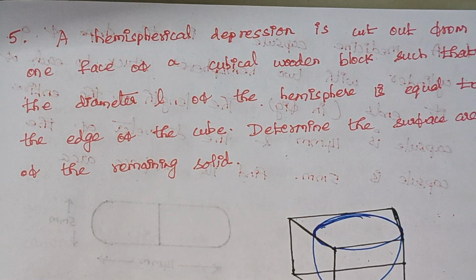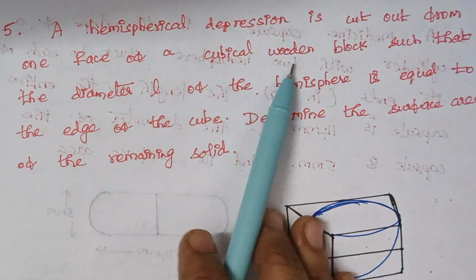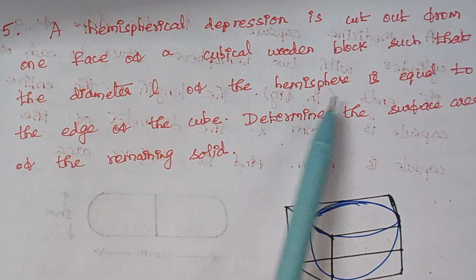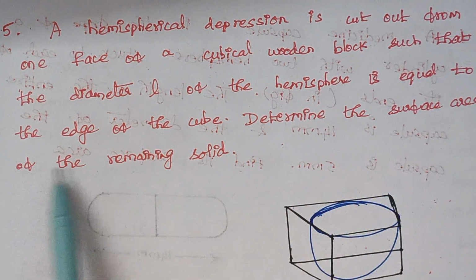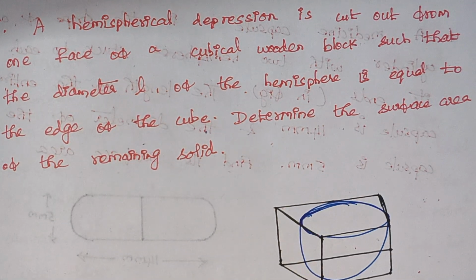So problem number 5: a hemispherical depression is cut out from one face of the cubical wooden block such that the diameter L of the hemisphere is equal to the edge of the cube. Determine the surface area of the remaining solid.